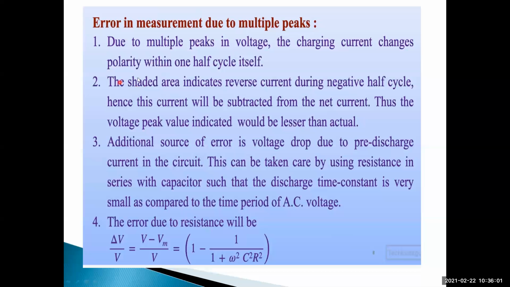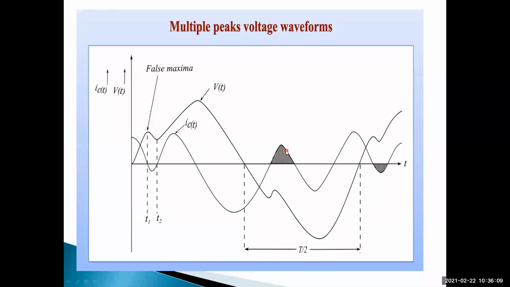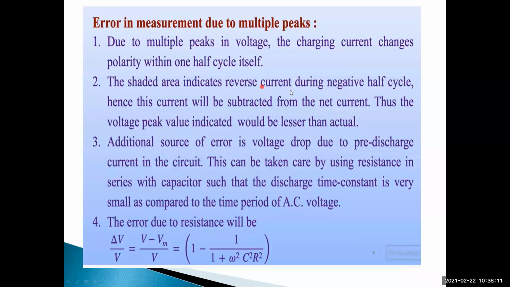That is the first one. And second, the shaded area indicates the reverse current during the negative half cycle. Hence, this current will be subtracted from the net current. Thus, the voltage peak value indicated would be less than the actual value. That is the second one. It's clear? All of you understand it.